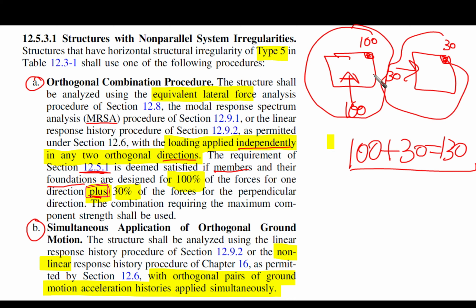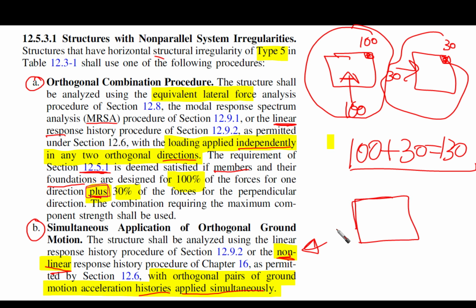That's the meaning here. The other option for this seismic design category C is the simultaneous application of orthogonal ground motion. The structure shall be analyzed using the linear response history or nonlinear response history. Take care here. Nonlinear is not applicable here, only linear response history. Here it is the nonlinear response history procedure, as permitted by section, with orthogonal pairs of ground motion acceleration histories applied simultaneously.